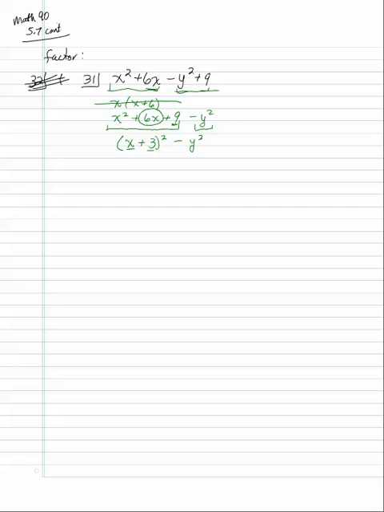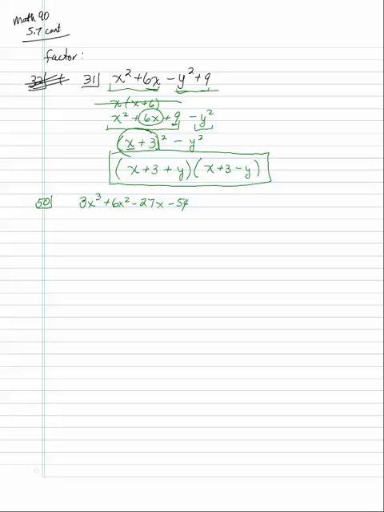So anyway, hopefully you get some practice with that. And so now I see that I have a difference of squares, and I'm thinking of this x plus 3 as one number. So what I get is x plus 3 plus y, it's a plus b, a minus b. And that's my answer there.